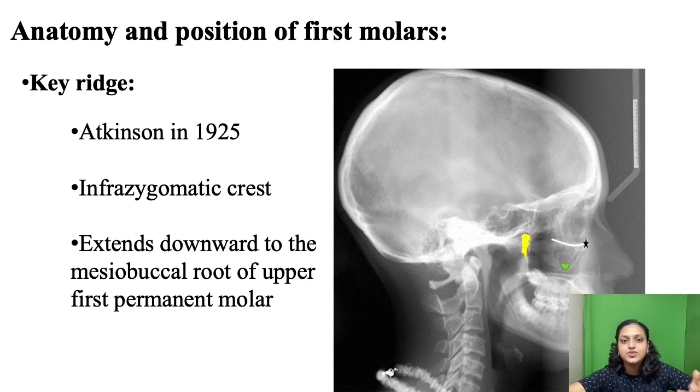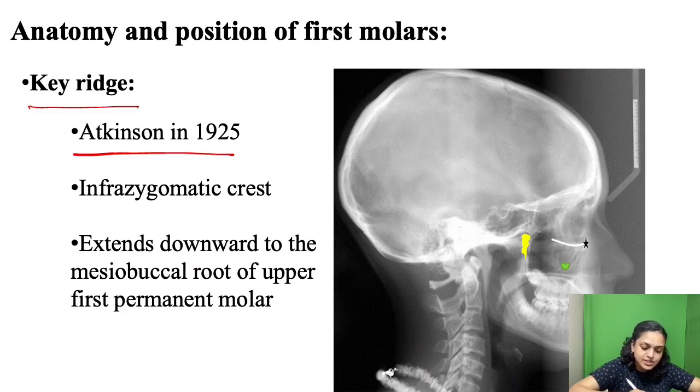Before going into distalization, we'll have to know a little bit about the anatomy of the first molars. For that, we need to know about the key ridge. So what is key ridge? Key ridge was asked in an AIIMS question before. The exact location of the key ridge was asked. It was proposed by Atkinson. It is also an MCQ who gave the key ridge. There are a few questions asking about authors. So Atkinson in 1925 gave the concept called the key ridge.